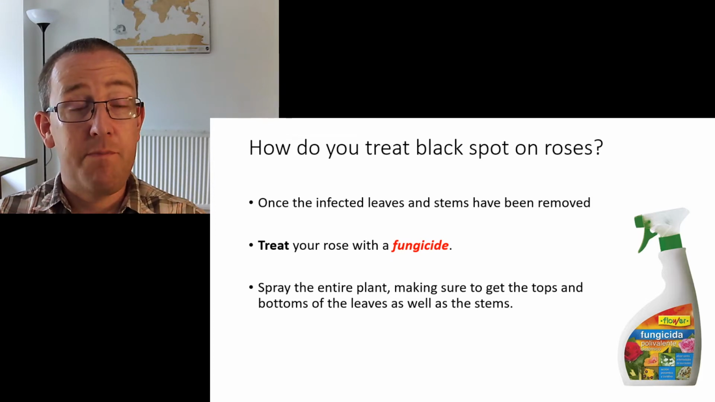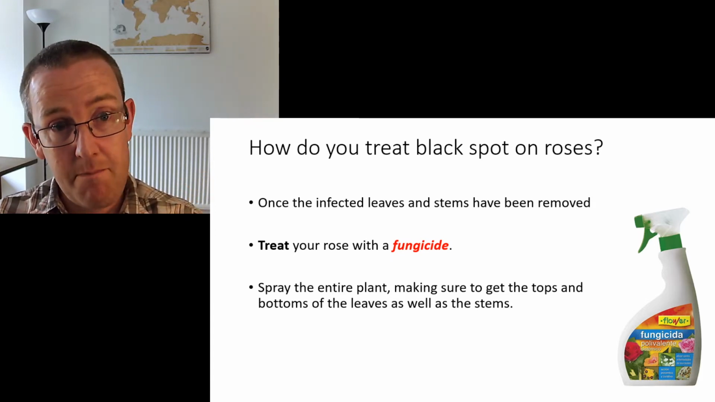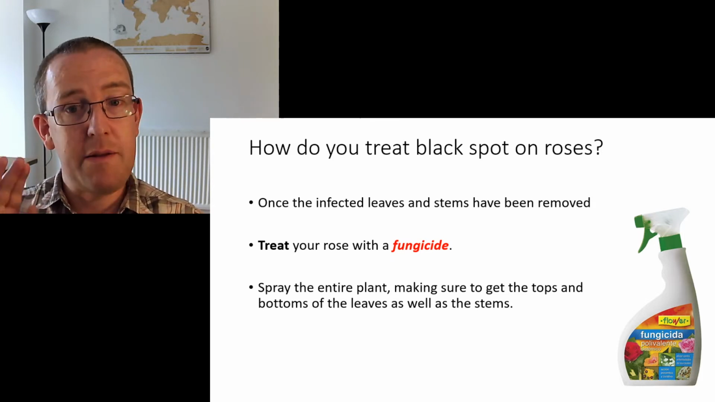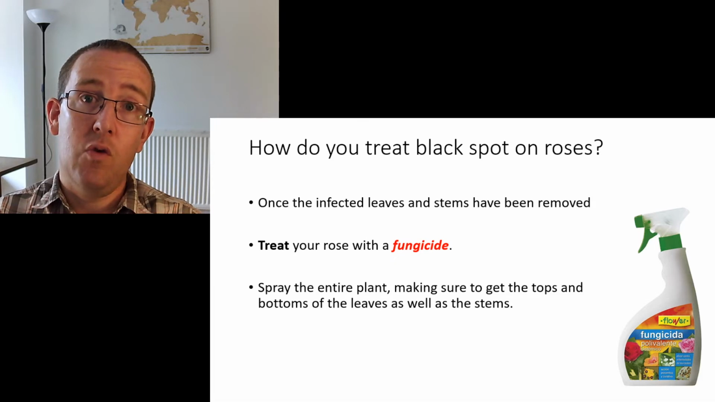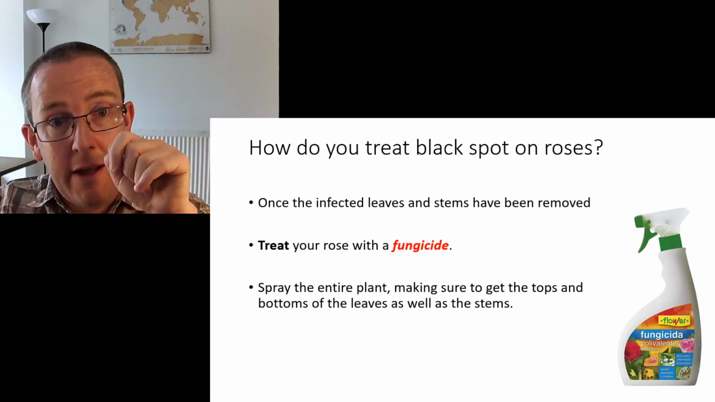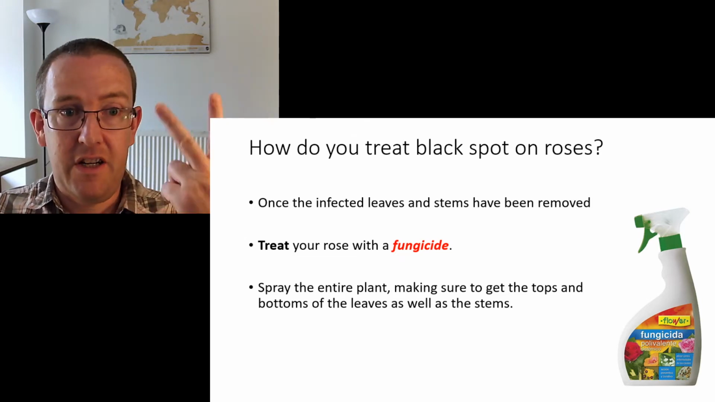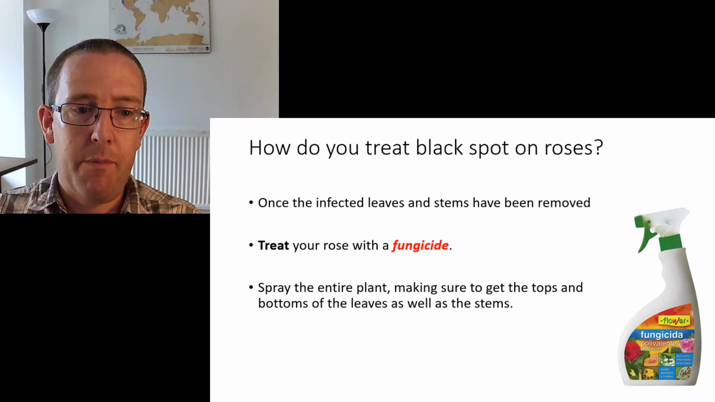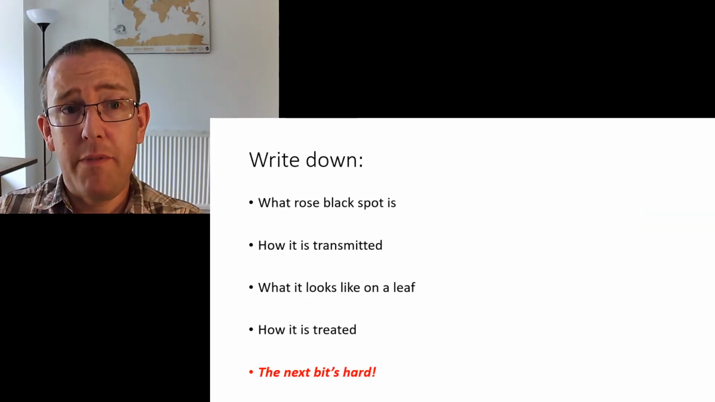Okay, so when you do this, you've got to make sure you spray the entire plant. You've got to make sure you hit the stems. You've got to make sure you hit the tops and the bottoms of the leaves as well. So you've got to be really thorough, because otherwise your black spot's just going to come straight back. And it's quite tedious having to go around and spray the top and bottom of every single leaf. So possibly easier just to cut the bits off that are causing you a problem. So that's it on rose black spot. That's all you need to know.